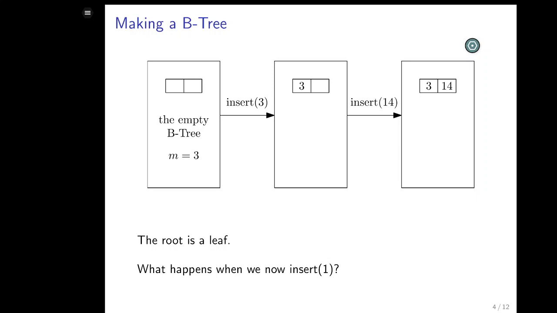Okay, so let's insert 3. What happens on an insert is that if there's room in the leaf, it gets put in the leaf. The root, in this case, is a leaf. There's room in the leaf, so we put it in the leaf. And we insert 14. The same thing is true. There's room in the leaf. We haven't exceeded the capacity. In a B tree of m equals 3, that means m possible children, every node can hold 2 keys, or 2 key value pairs. So we still have room, so we can stuff 14 in there.